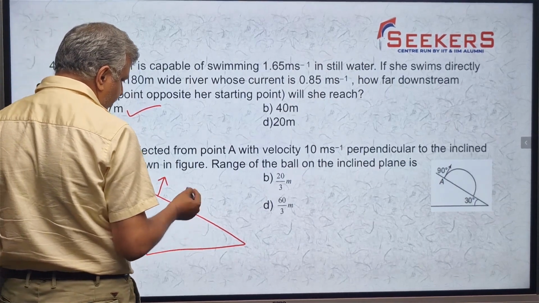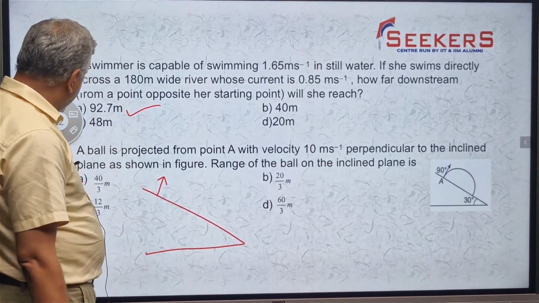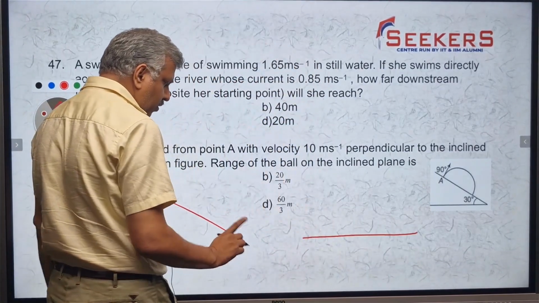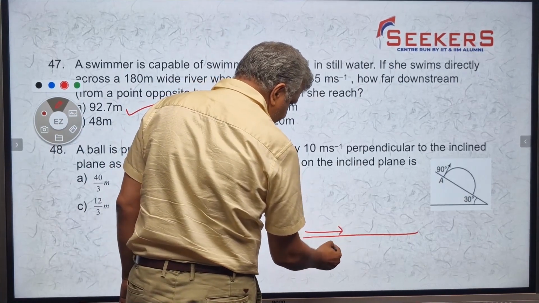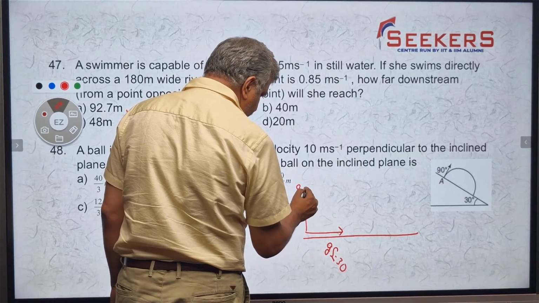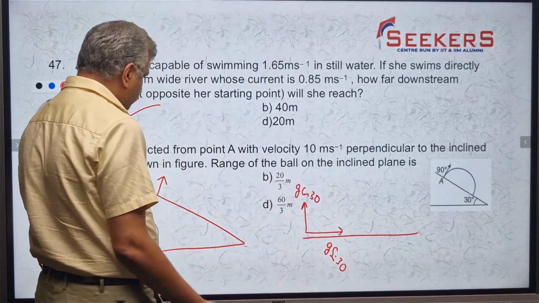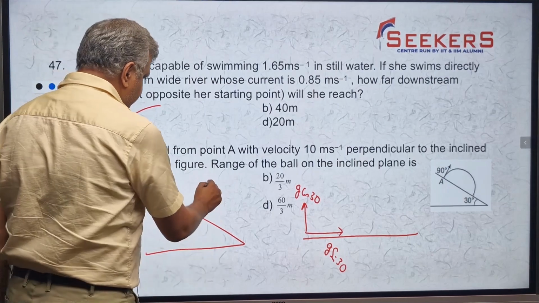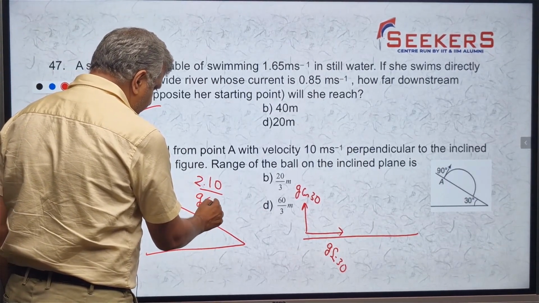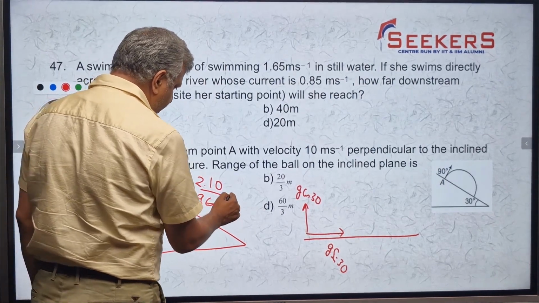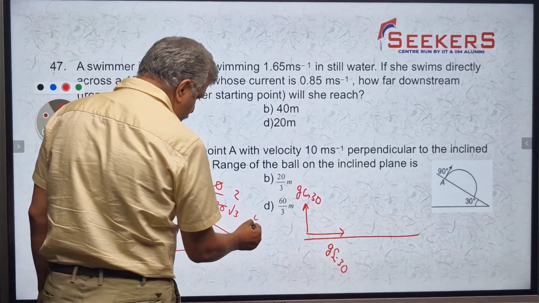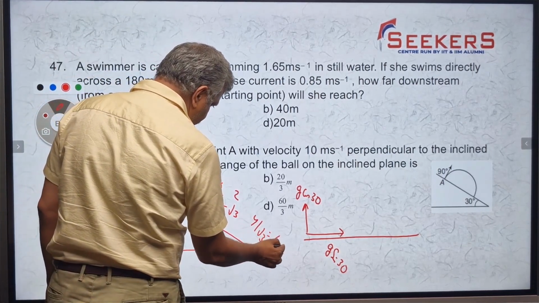Like any projectile motion, time of flight is the most important thing. Whenever we talk about these inclined planes, just treat it like a normal straight plane. Only thing is, in this direction the acceleration is g sine 30, and in this direction the acceleration is g cos 30. Now the ball is projected at 10 meters per second, so the time of flight will be 2 times 10 over g cos 30. Now cos 30 is root 3 by 2, so the 10 will get cancelled. So it is 4 by root 3. This is the time of flight.